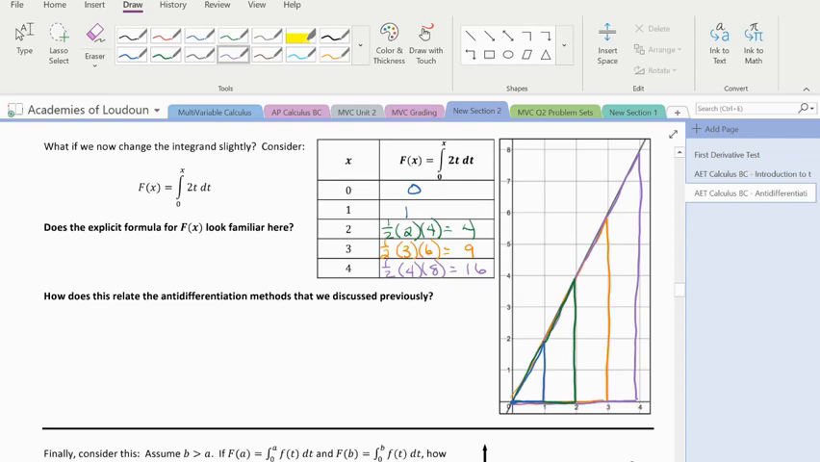So does that explicit formula look familiar? It should. It should be capital F of x is equal to x squared. So this is an illustration of the general power rule.